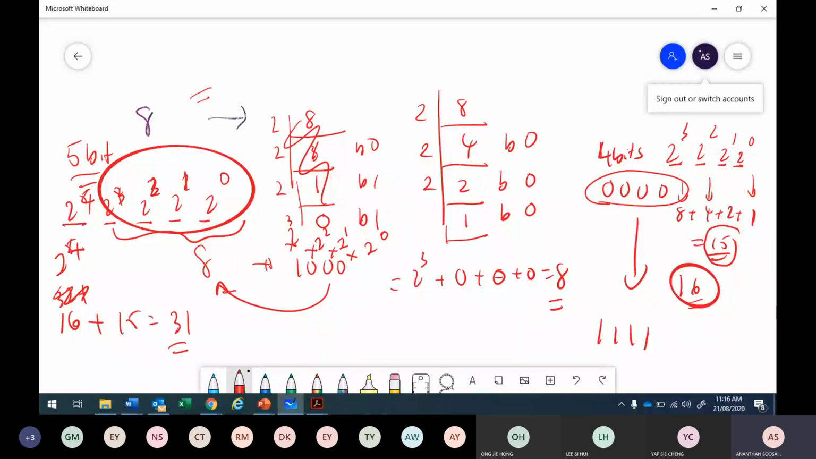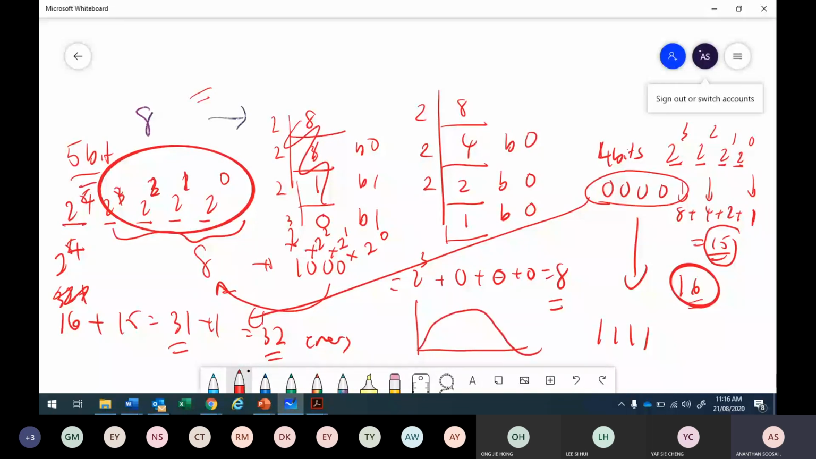31, excluding the 0, so you'll have 32 energy levels. That means if you have a signal with a maximum of 16 volts, and you use 5 bits, you can have 32 levels.